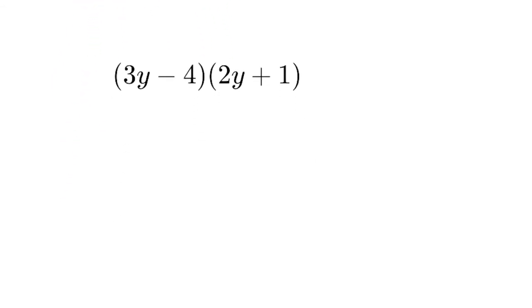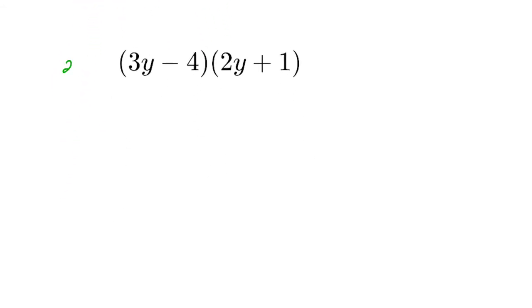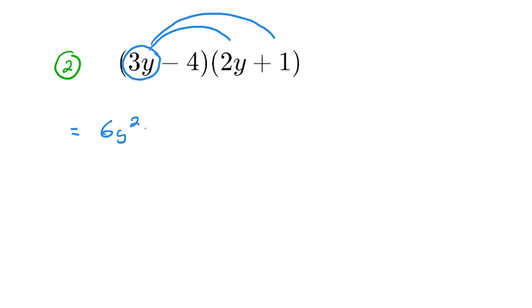The second example is the same structure. It's one bracket times the other, and it's the same mechanism. We'll take the first term and distribute into the second bracket. So that will be 6y squared plus 3y.